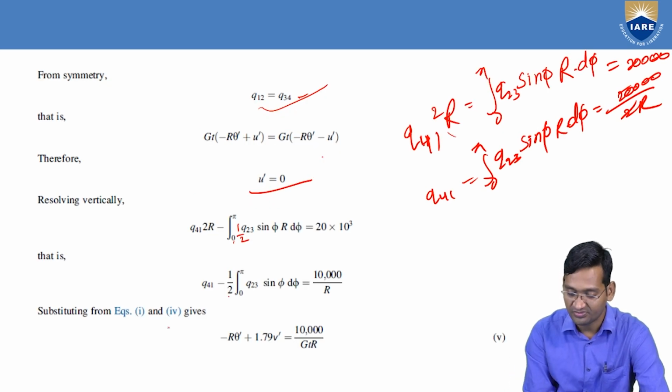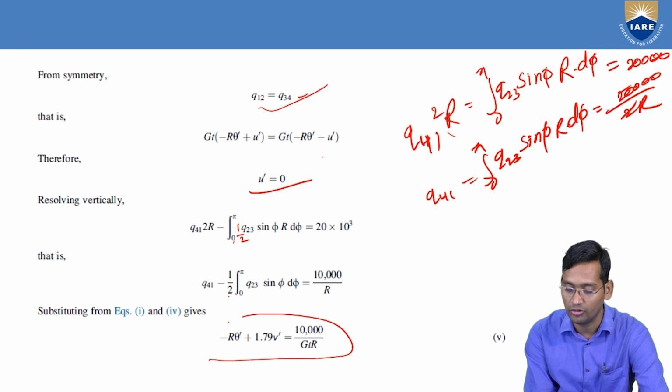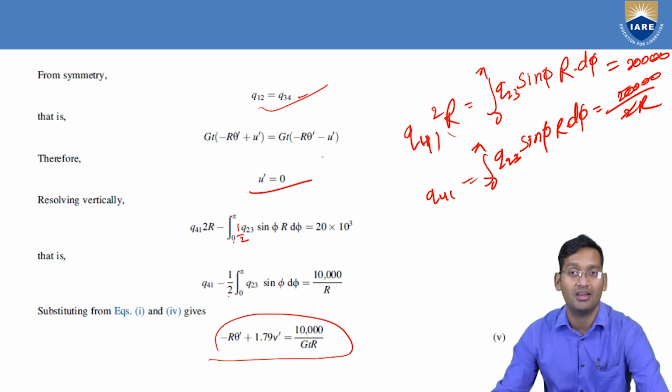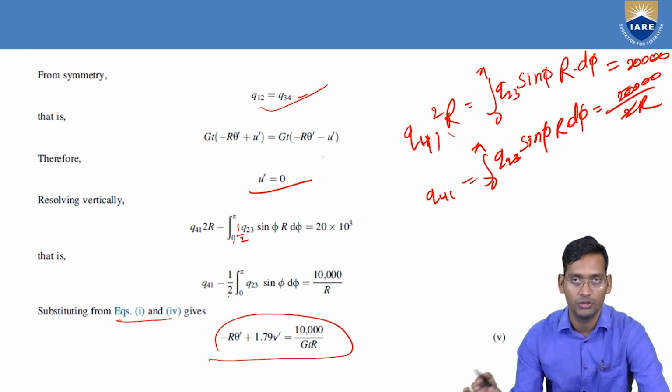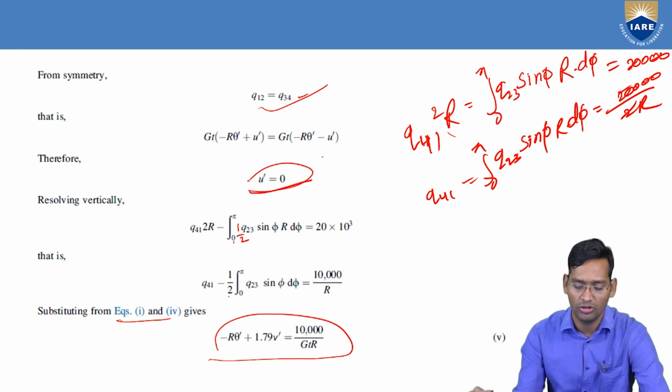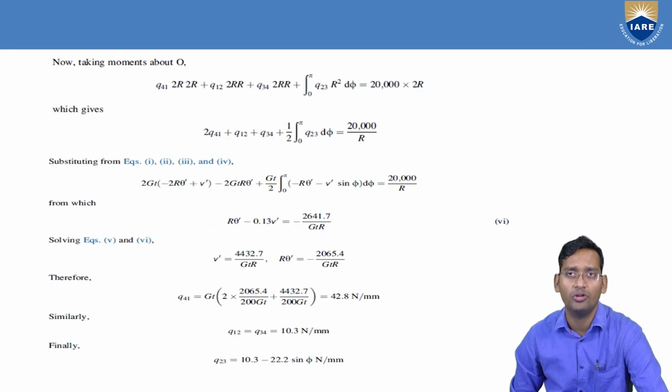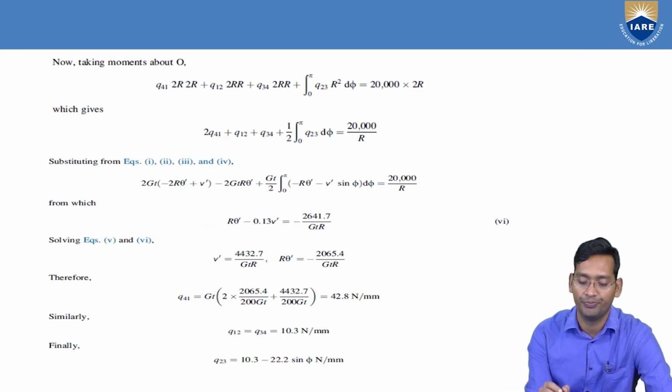After equating, you will get this value: minus r theta dash plus 1.79 v dash equals 10,000 GTR. From these two equations, we now have three equations for theta dash, v dash and u dash. Already we got u dash as 0, so now only two equations are required. Just solve for those two equations.